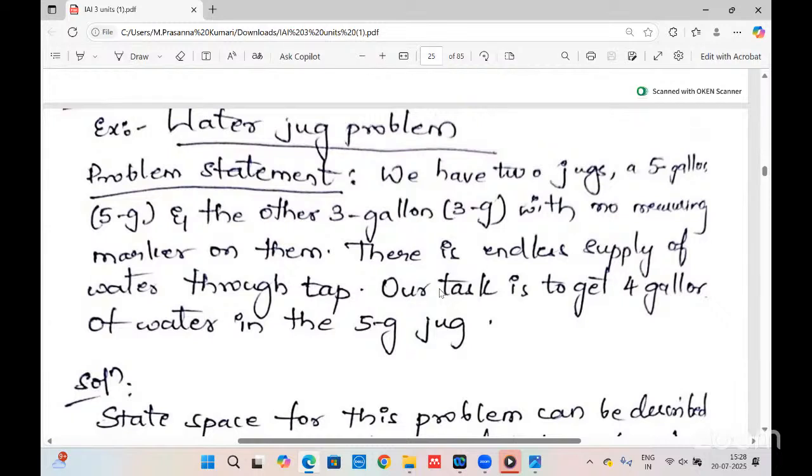So in the fourth step what I am doing is I am pouring out the 3 liters jug water. Now this is y equal to 0. Now the empty, same, x equal to 0. X equal to 2. In the fifth step what I am doing is I am pouring this left 2 liters into the 3 liters jug.